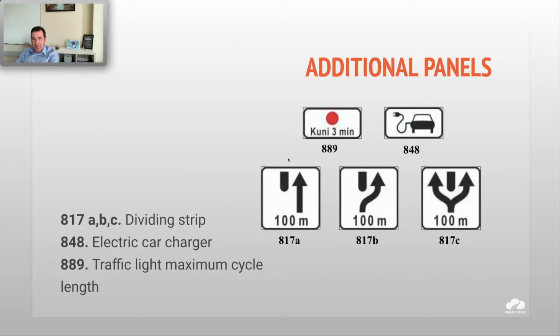Okay, some additional panels can also warn us about, for example, a dividing strip, or tell us that there is an electric car charger, or this first one means the traffic light maximum cycle length. So, for example, if you're approaching the traffic lights and you see that the red light is on for such a long time, this warning can tell you that it's not broken. Actually, it can last up to 3 minutes.